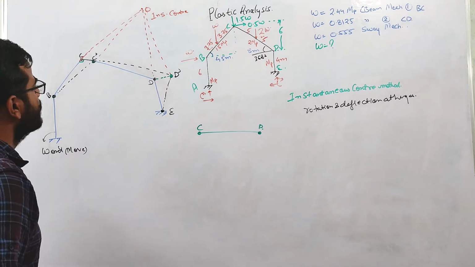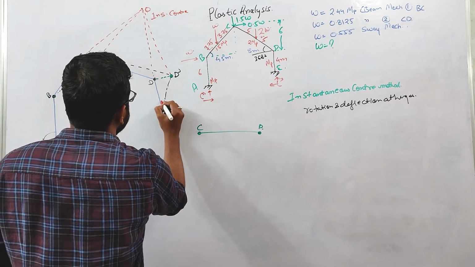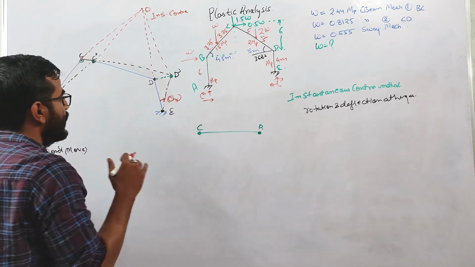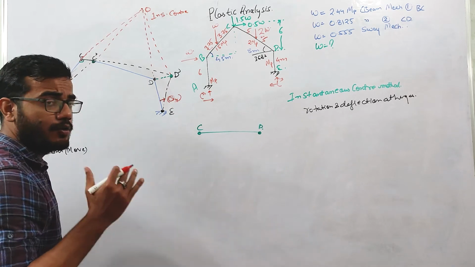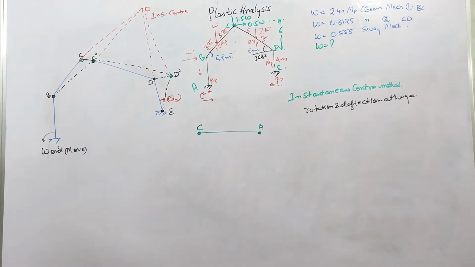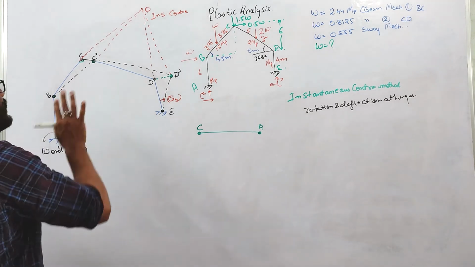Now, let us suppose this all is happening due to the virtual rotation theta 4 at this point. So we are giving a virtual rotation in the clockwise direction and the magnitude is theta 4. Due to this virtual displacement, all this is happening.